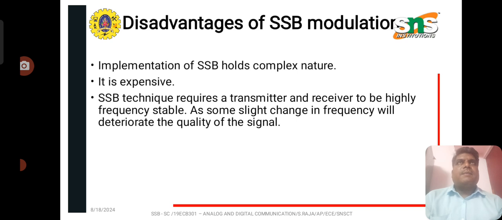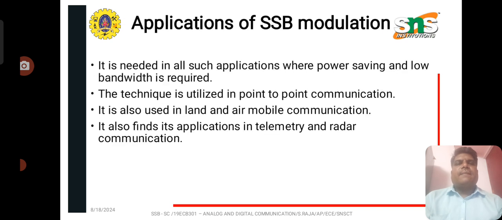Disadvantages of SSB modulation are: implementation of SSB is complex in nature. It is expensive. The SSB technique requires the transmitter and receiver to be highly frequency stable, as slight changes in frequency will deteriorate the quality of the signal.